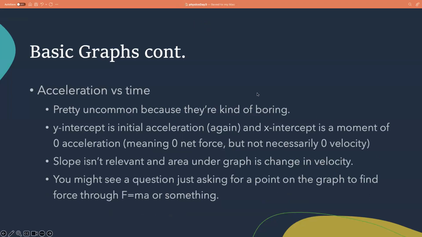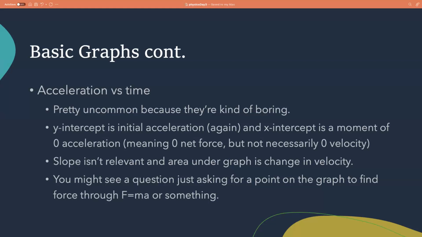So acceleration versus time, arguably the most boring, because there's not much to do here. The main part of this that's interesting is just that the area under an acceleration time graph is change in velocity, but that's basically the same concept as a velocity time graph. Just acceleration now. The y-intercept is once again initial acceleration, and the x-intercept is any moment of 0 acceleration, which once again doesn't mean no velocity or 0 position. It just means that you are temporarily not accelerating, which is mostly relevant in that it means there's 0 net force at the moment.